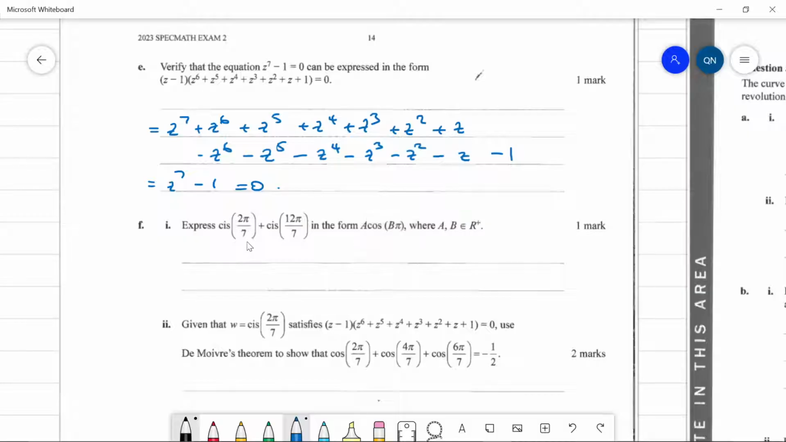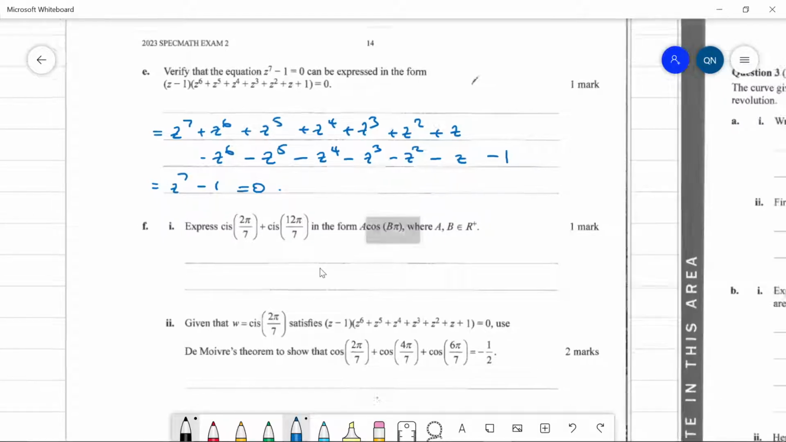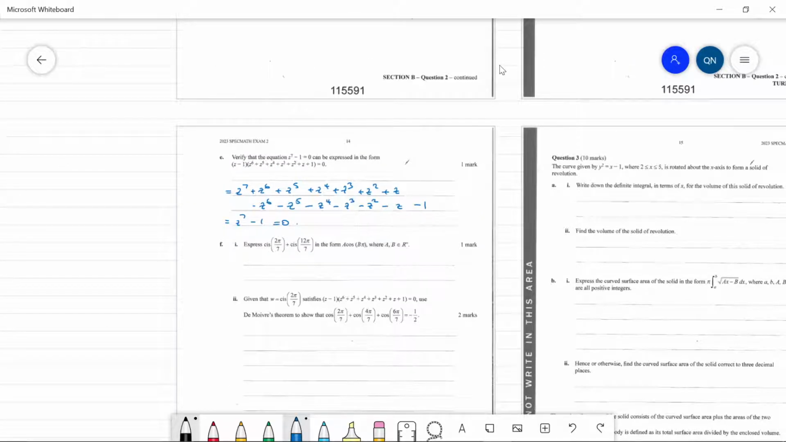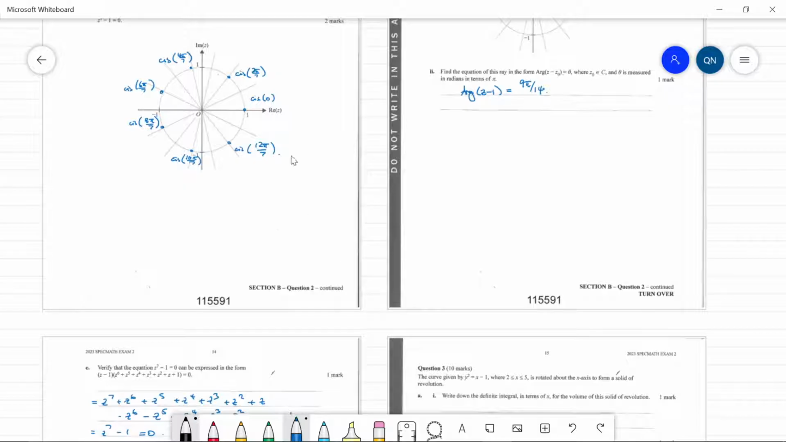Express cis of 2 pi on 7 plus cis of 12 pi on 7 in the form a cos b pi. So what's cis of 2 pi on 7? It's over here. And 12 pi on 7 is sitting down over here. You want to add them together, so you can think about vector addition if you want to. It's probably going to end up on the real line somewhere over here.